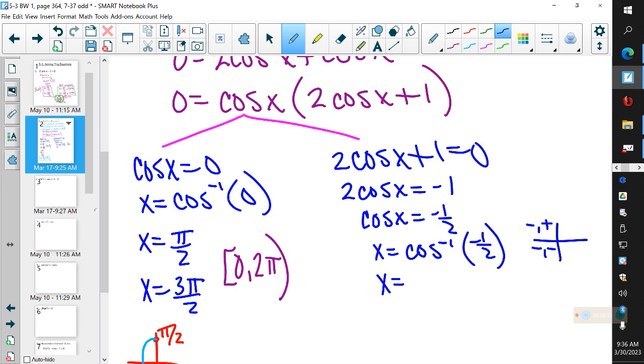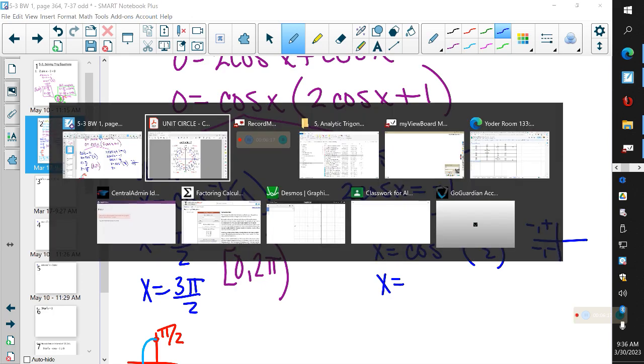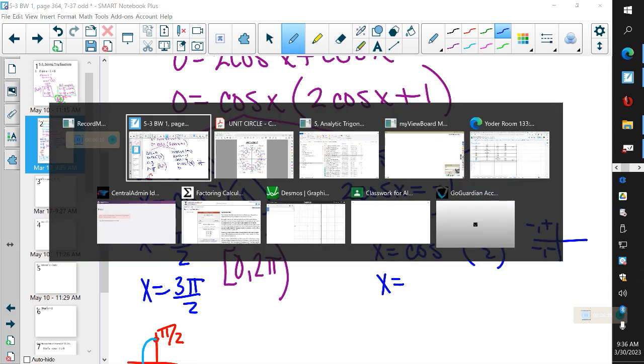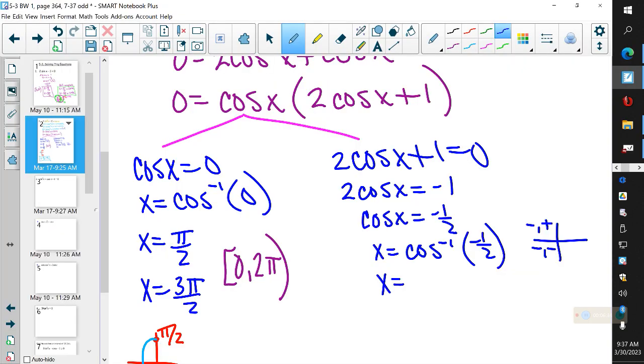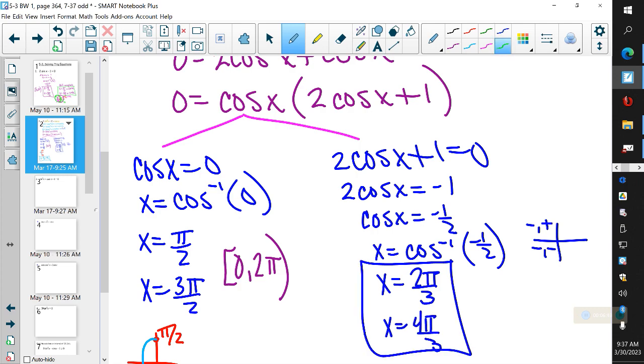So I need to know when my x is going to be at -1/2. So I'm going to come back over to my unit circle, and that is going to be at 2 pi over 3 and at 4 pi over 3. That is what you are going to have. So let's go back over here, and you're going to have 2 pi over 3 and 4 pi over 3. And again, this answer would be for when it is between 0 and 2 pi.